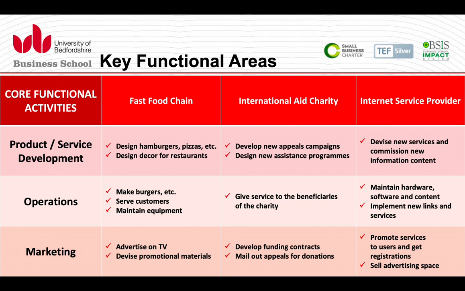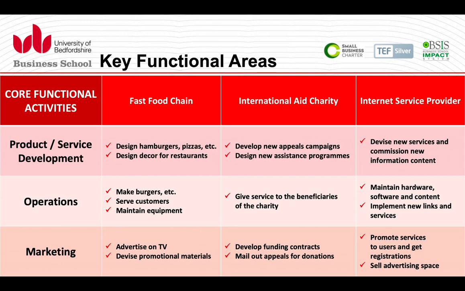They have to develop a new appeal campaign, for example, or design a new assistance program. And then what are the key operations here? They will be giving services to the beneficiaries of the charity, for example, people who are deprived or in need. So they get help from one end and provide it to the needy. And then yes, they have to advertise, develop funds, and hold fundraising events. They make appeals to collect donations, for example.